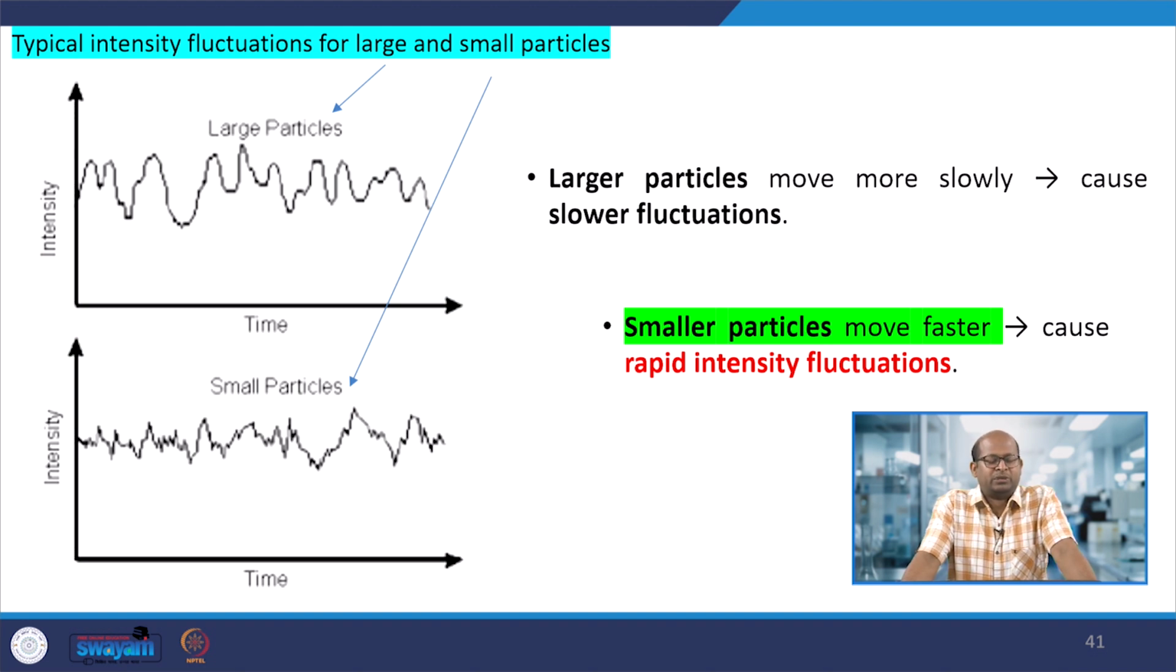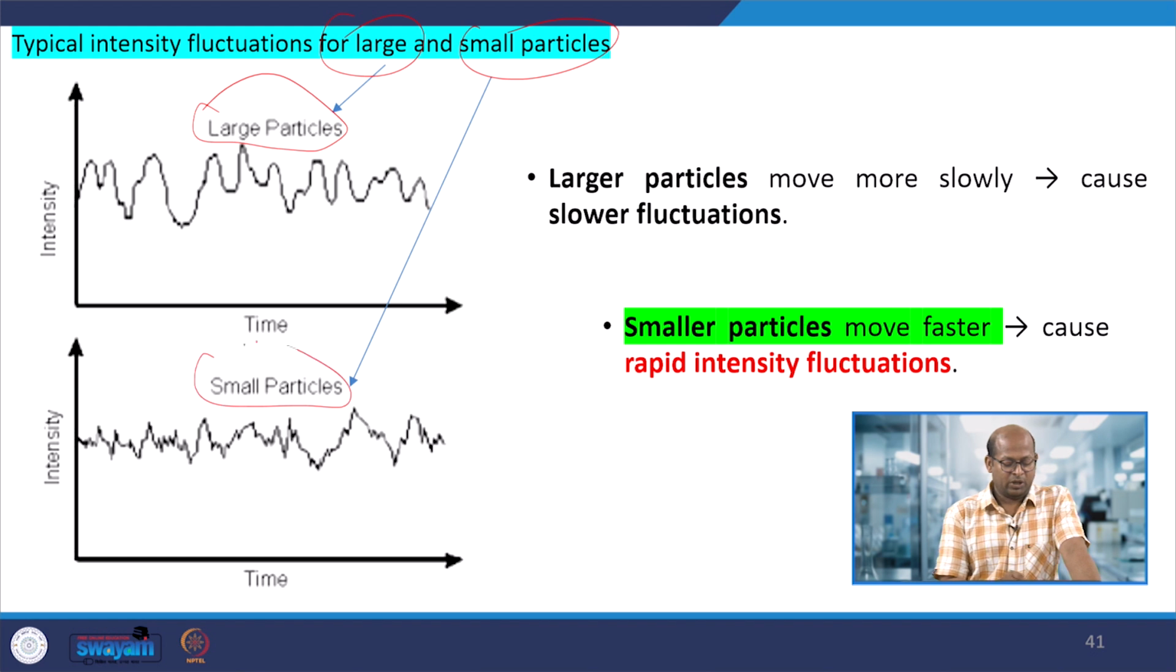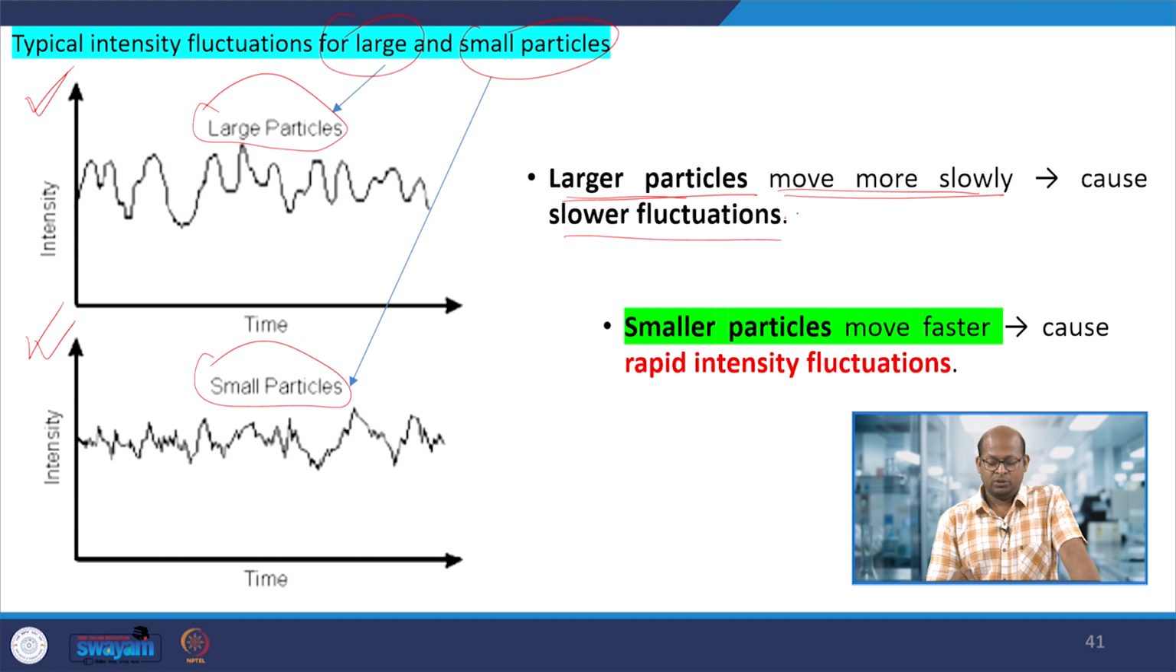In those fluids, the particles may be smaller or larger. When light passes through, we get changes of intensity, fluctuations of intensity, for larger and smaller particles. For smaller particles, the fluctuations occur quickly with time. Larger particles move more slowly, therefore we get slower fluctuations. Here the fluctuation is very slow, but here you can see a small distance.